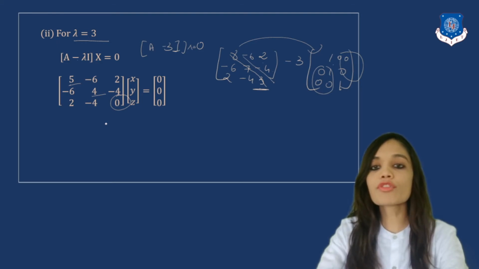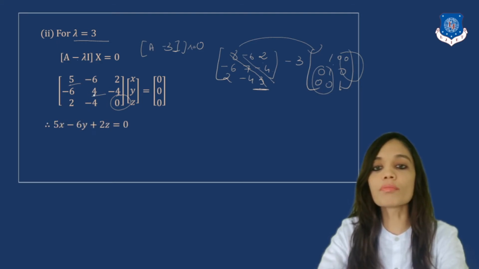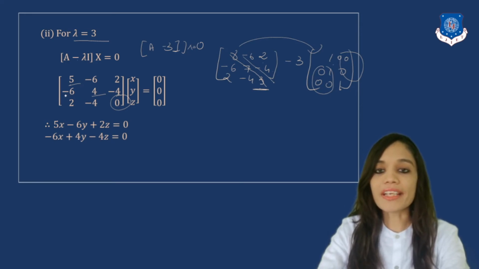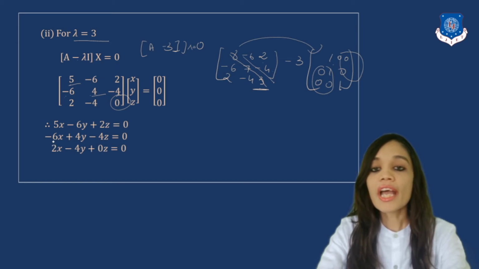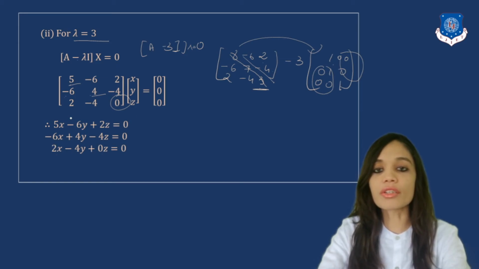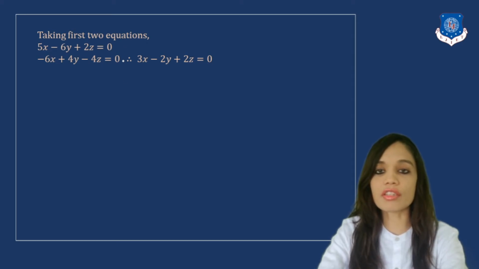Okay. Now we have to form the linear system from this. So the first equation will be 5x minus 6y plus 2z equals 0. The second equation will be minus 6x plus 4y minus 4z equals 0. And lastly, the equation will be 2x minus 4y plus 0z equals 0. Okay, again we will consider the first two equations, right?